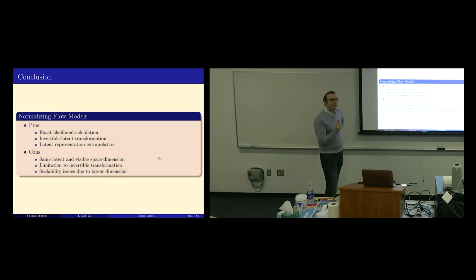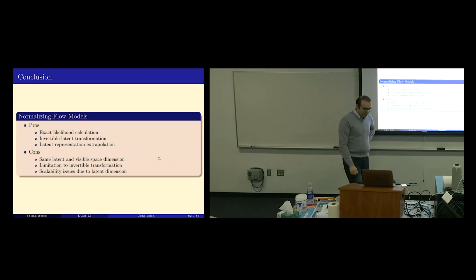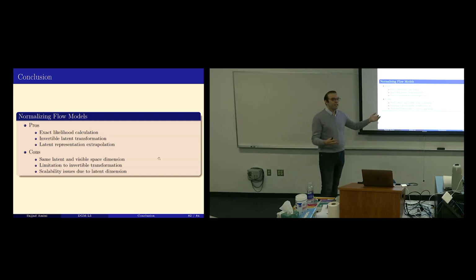Variational autoencoders just give you a lower bound. They give you exact likelihood. It is important. You have invertible latent transformation. Why is it important? Because, for example, in VAE, you need an approximate posterior model to calculate Z. Not calculate Z, calculate the distribution over Z. Here you have exact Z. Why? Because the transformation is invertible.